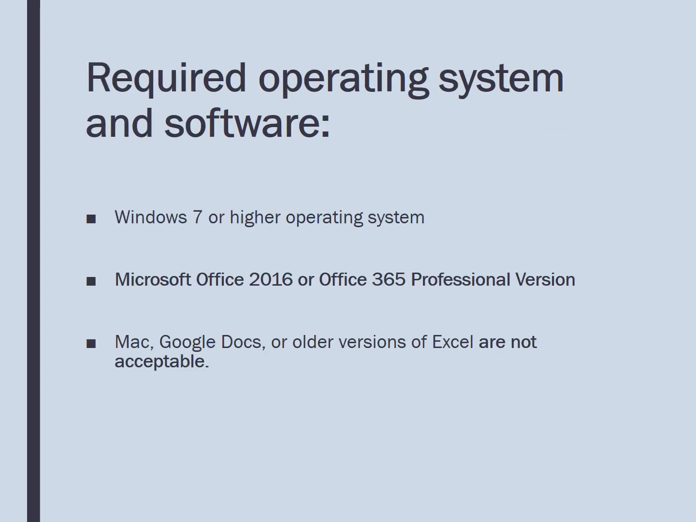The required operating system and software that you're going to need for this course, you can get by with Windows 7 or higher. The classroom in Duncan Hall 301 will be running Windows 10, but you can have Windows 7 at home if you'd prefer. We do need to have the Microsoft Office 2016 or 365 professional version, which we give you for free as an HCC student. Check out your Canvas modules for information on that. It's found on the home page under Student Resources.